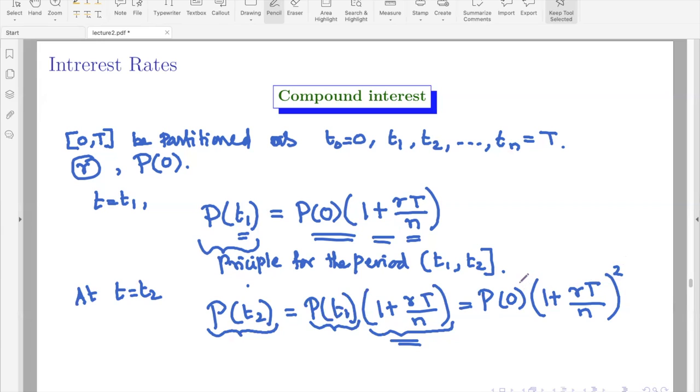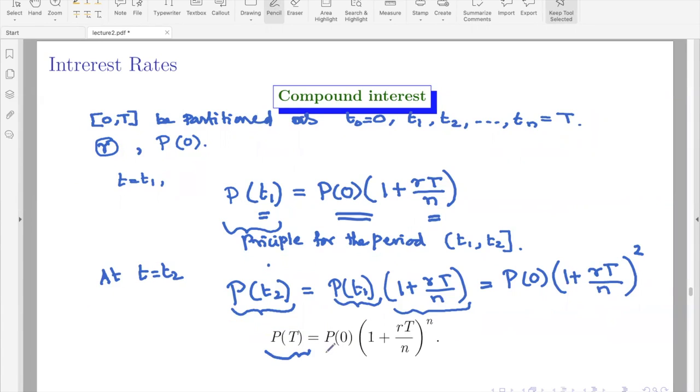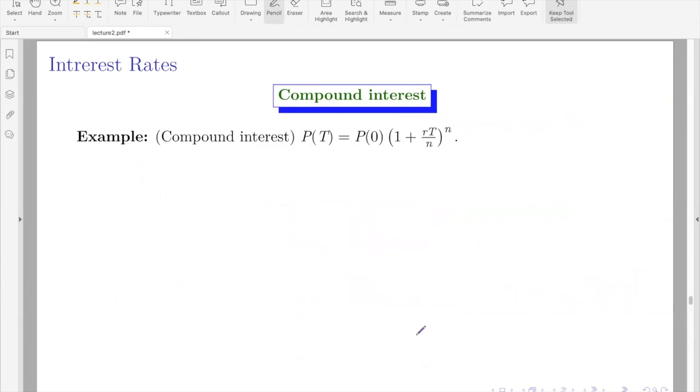So continuing in this way, we can obtain the formula for the nominal value, that is the maturity amount. P of capital T is equal to P0 into 1 plus RT by N to the power of N, because at every step you accumulate one factor, and therefore at the nth step you have to the power of N. So that is the formula for compound interest. Let us see an example.